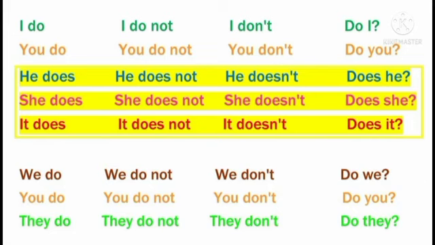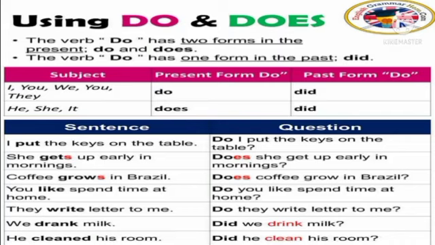Now, my dears, go through these examples. If you are using it as a question, instead of I do, it will change to do I, do you, does he, does she, does it, do we, do you, do they. So this is the difference between how to make it as a sentence and how to make it as a question. Now, let us study how to change sentences into questions with the help of do, does, and did.